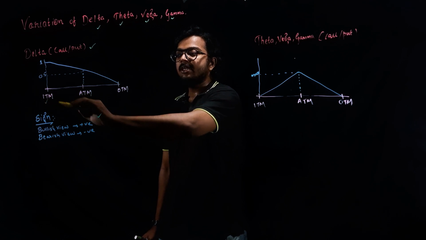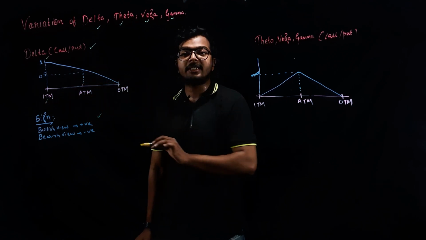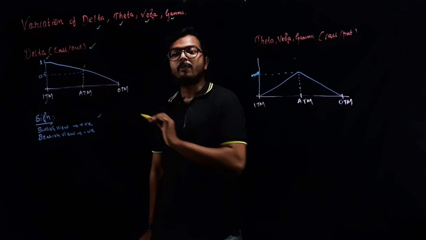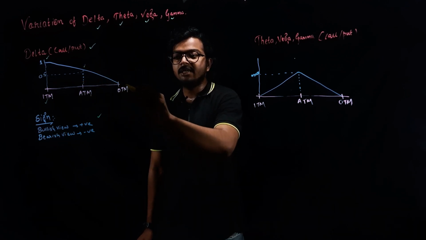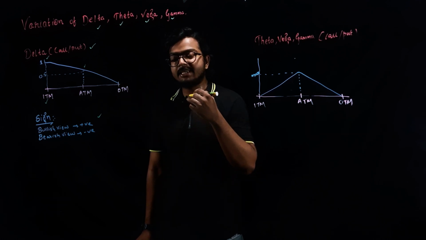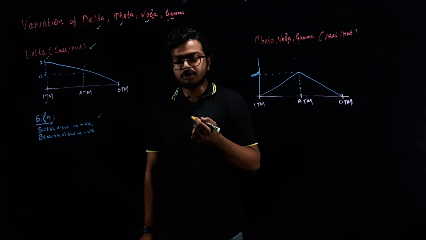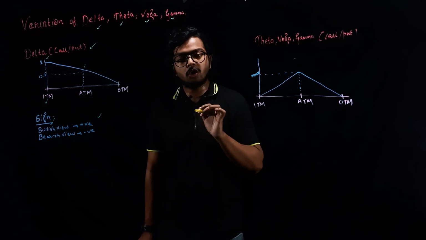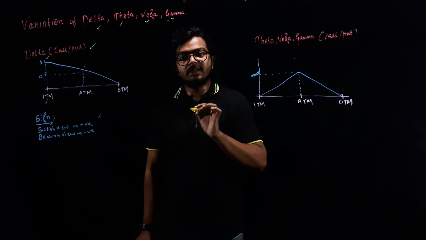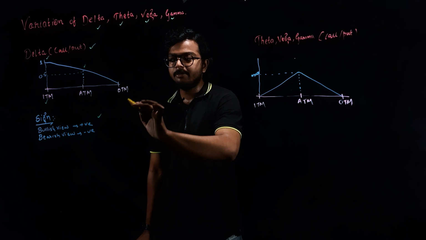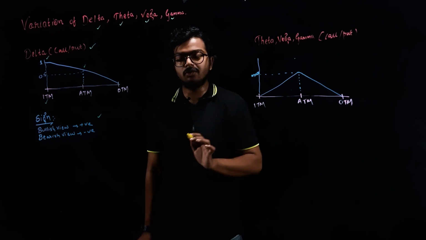So for in the money, the delta is always maximum, that is around 1, and for at the money the delta is around 0.5, and for out of the money the delta is around 0, right? So it doesn't matter if it is an in the money call option or put option, at the money call option or put option, or out of the money call option or put option. The delta value for in the money is around 1, at the money it's 0.5, and out of the money it is around 0.